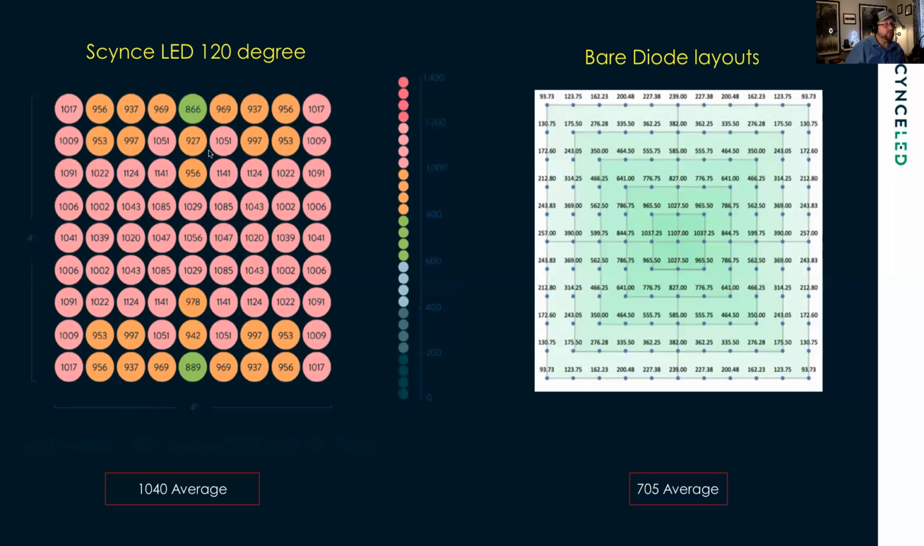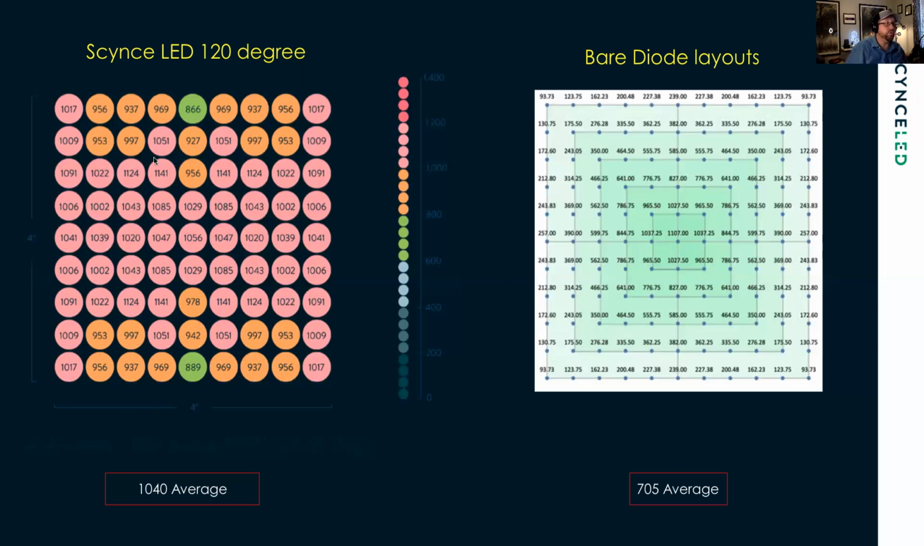So what that really brings to the table is, if you go across and look at one cross section here, you just follow a line from center 1057 out to 1041. The average on that line is 1040. If you do the exact same thing on any of these bare diode layouts and you go from 1100 out to 257, your average is 705.